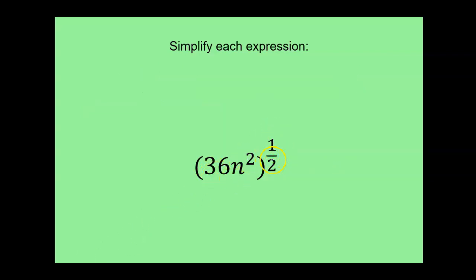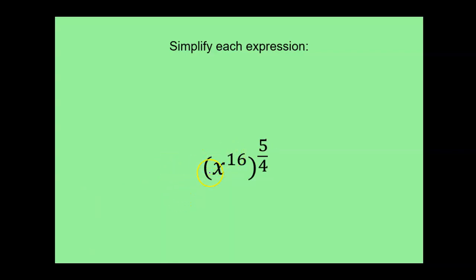36n squared all raised to the 1/2 power. So first step, put it in radical form. So 36n squared goes under the radical. This is a square root, and it's raised to the first power. So both of those, I don't actually have to write, right? On this one, all I'm doing is taking the square root of 36n squared. Well, I know that the square root of 36 is 6 because that's a perfect square. And I know that the square root of n squared is n because n squared is a perfect square. It's n times n. And nothing would be left underneath, so this would just be equal to 6n.